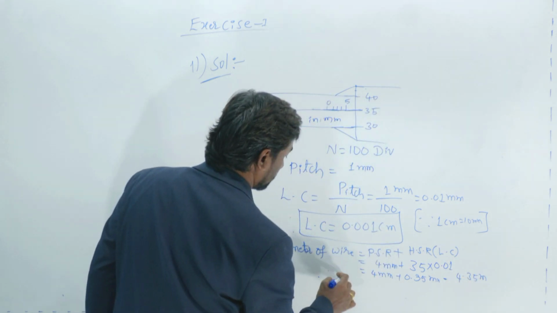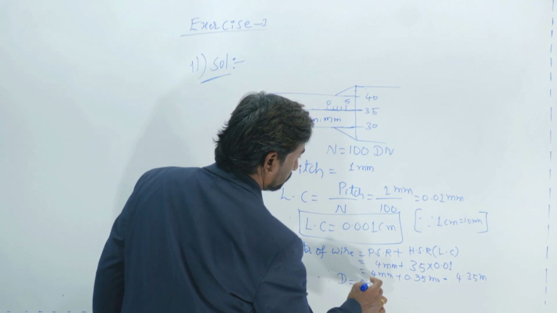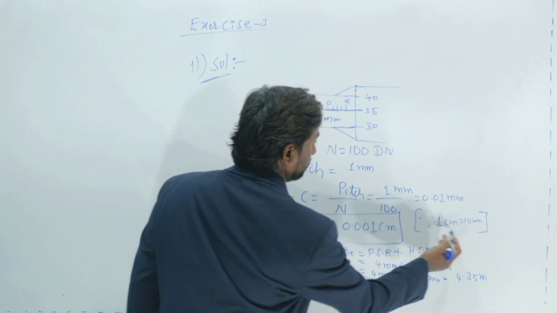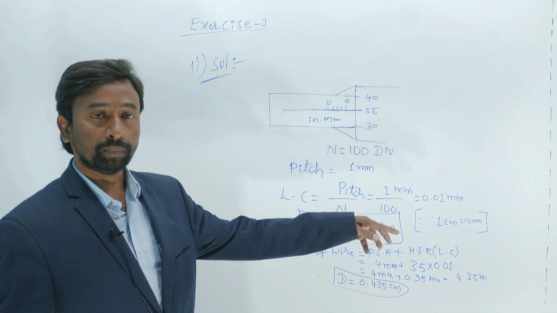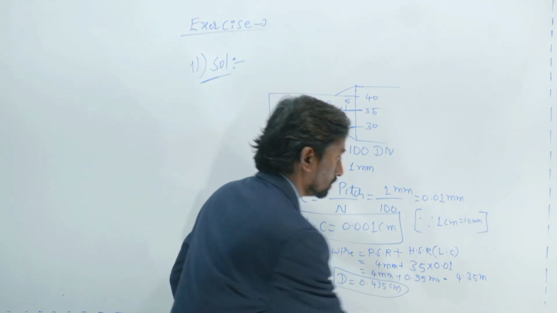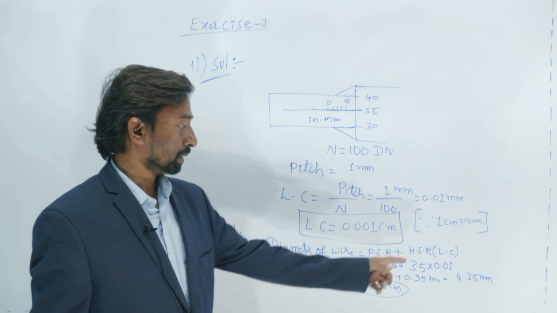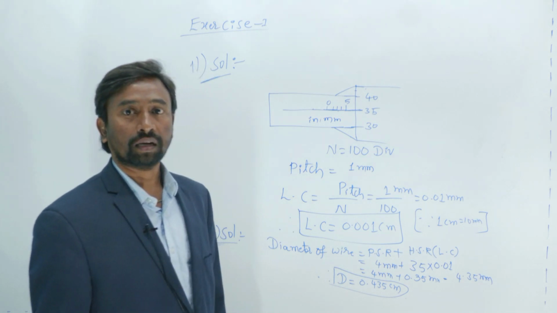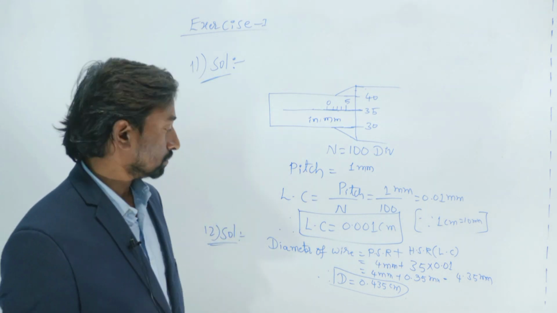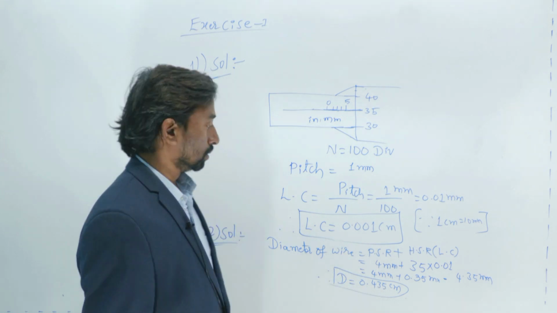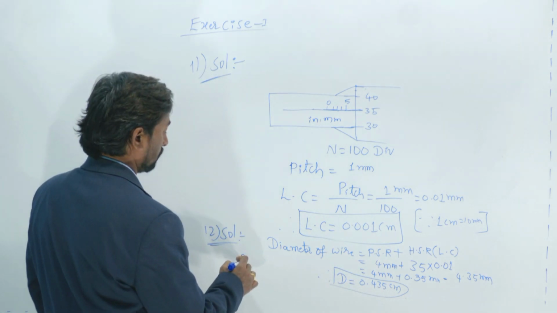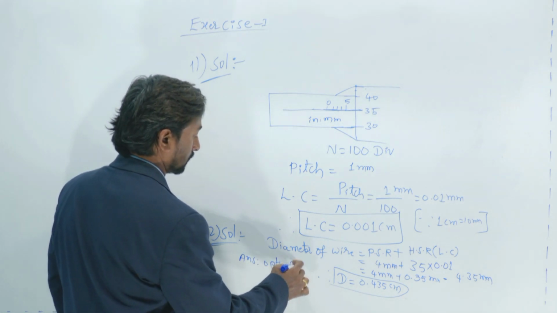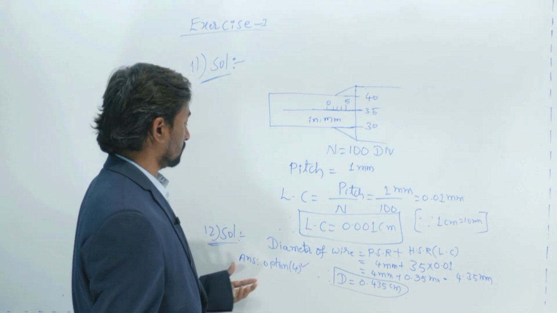In centimeters, the diameter can be written as 0.435 centimeters. From here, 1 centimeter is equal to 10 mm, so 1 mm is equal to 1 by 10. So now the correct answer is 0.435. The answer is option 4. Option 4 is the correct option.